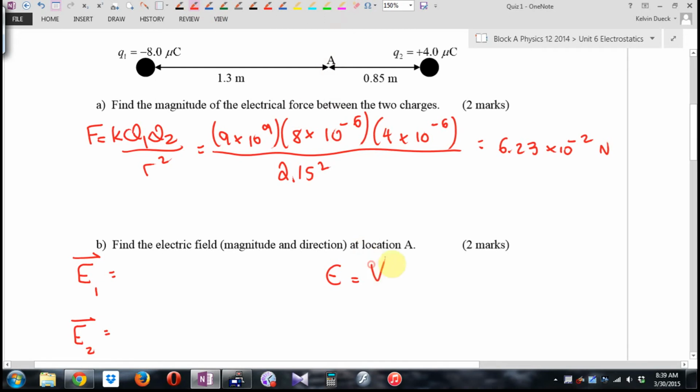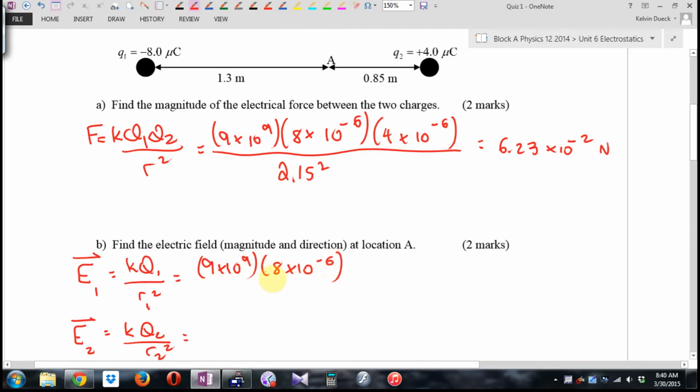Electric field, we learned last day, is change in voltage divided by distance. That's only between parallel plates, which is why I used the letter D there. Electric field from point charges is K Q1 over R1 squared. It's K Q2 over R2 squared. It's going to be 9 times 10 to the 9th, 8 microcoulombs. Mr. Dueck, shouldn't you put a negative in? Forces and fields, we forget the signs.